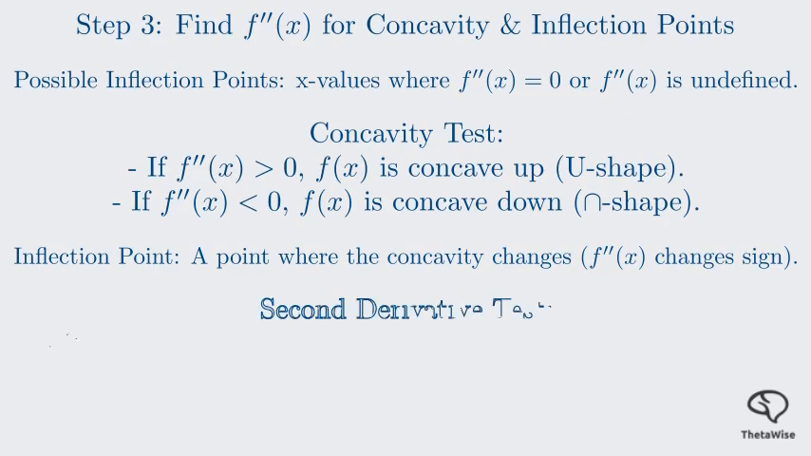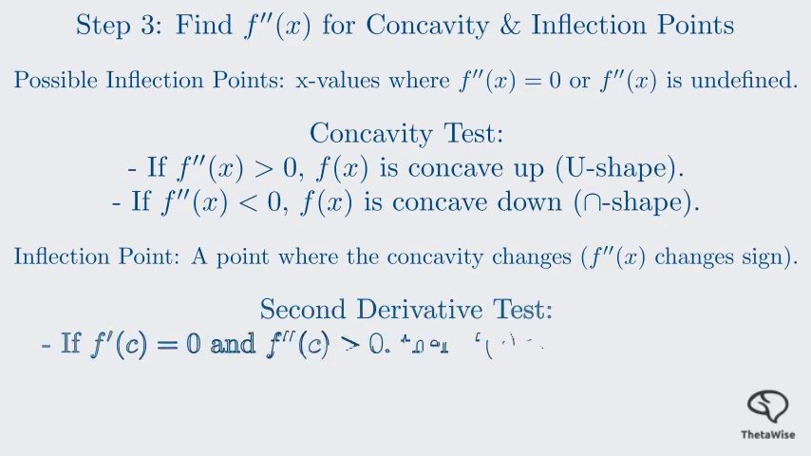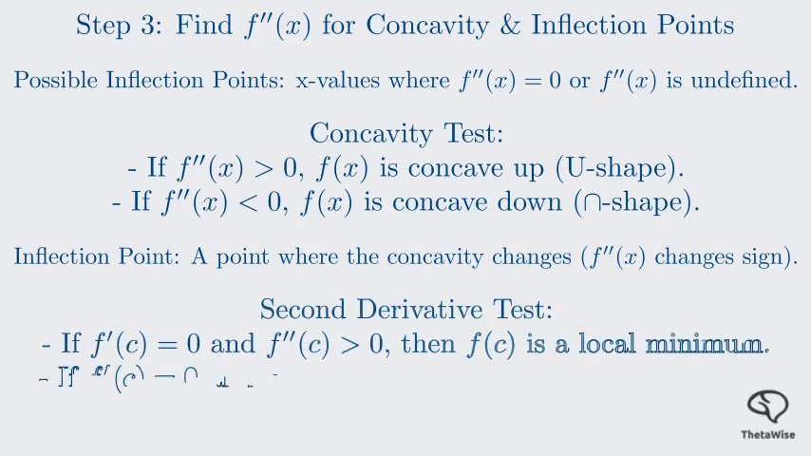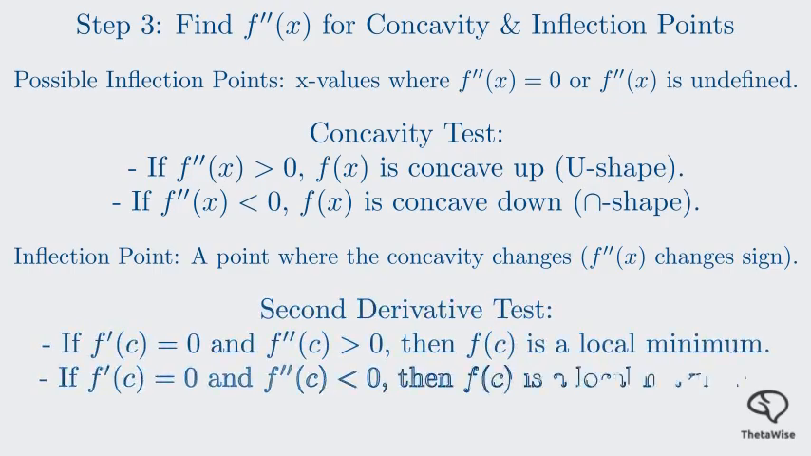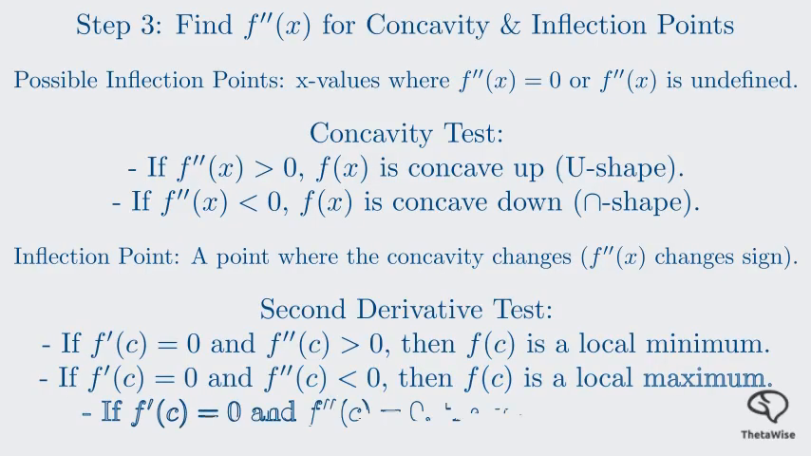If the second derivative is positive at a critical point, it's a local minimum. If it's negative, it's a local maximum. If it's 0, the test is inconclusive, and you must use the first derivative test. Let's apply this to our example.